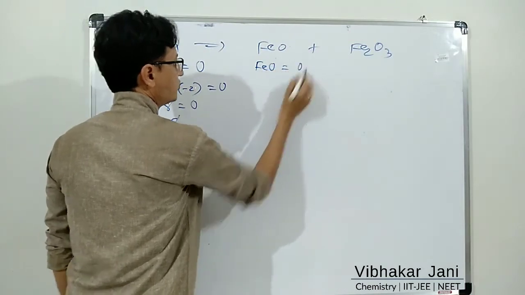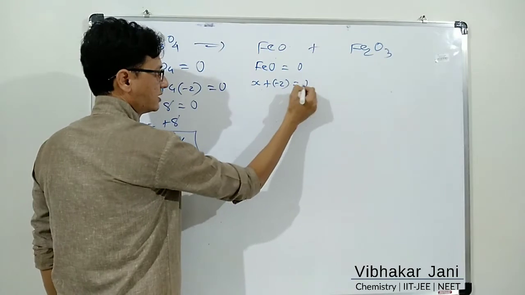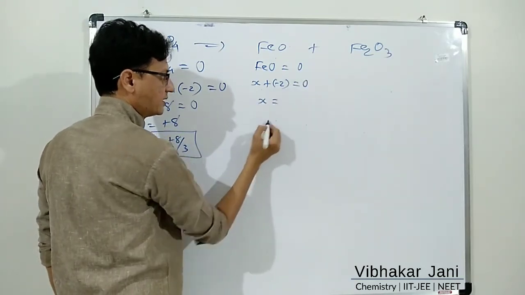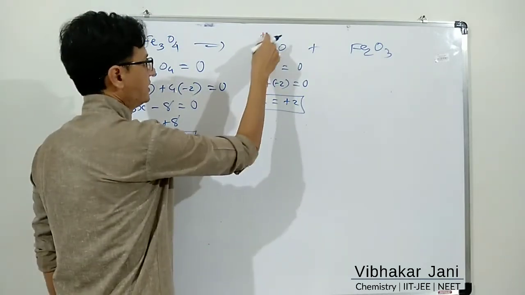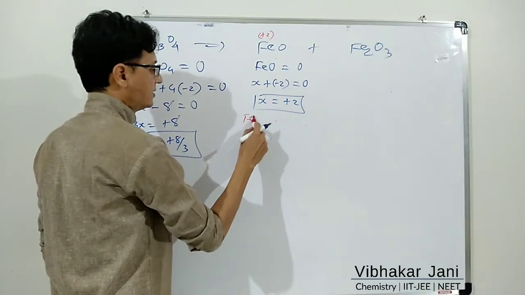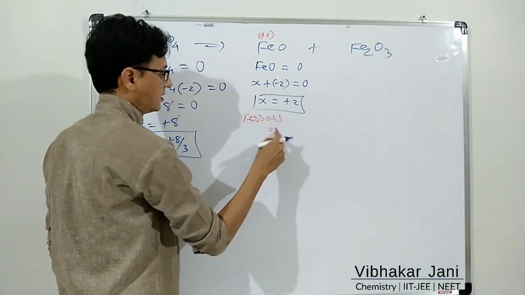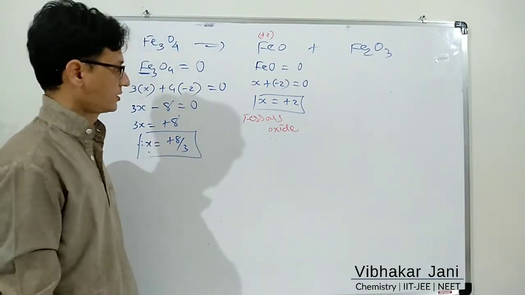FeO is equal to 0. Now, X for Fe plus for oxygen minus 2 is equal to 0. That means X is equal to plus 2. So here the oxidation state of this Fe is plus 2. The compound is known as ferrous oxide. This is ferrous oxide.